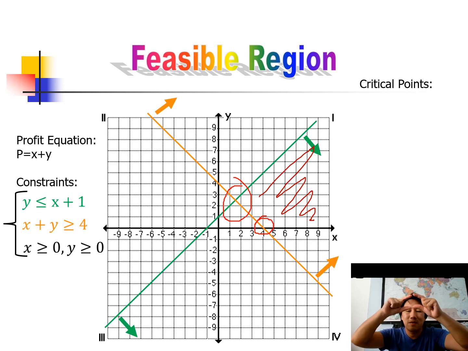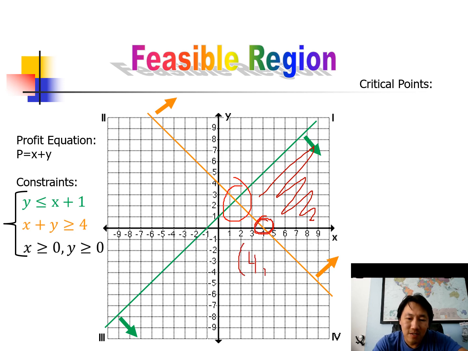It's not always going to make a shape. It doesn't always make the triangle. Sometimes it just goes on forever in one direction. But we still have some critical points. This one's fairly easy to see. It is 4, 0.